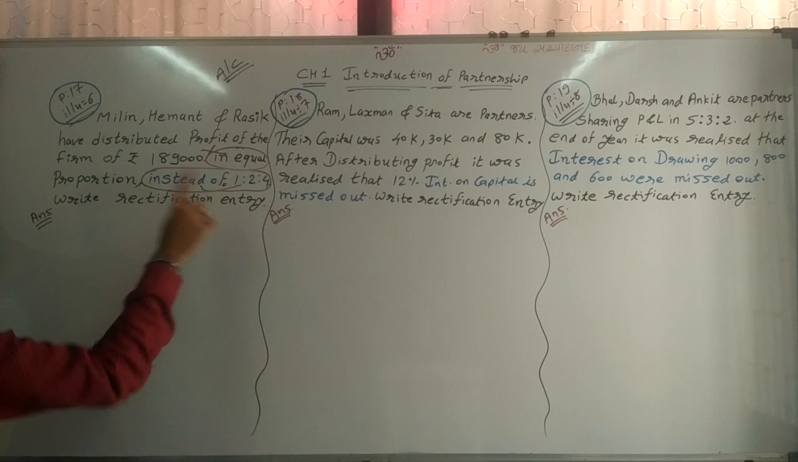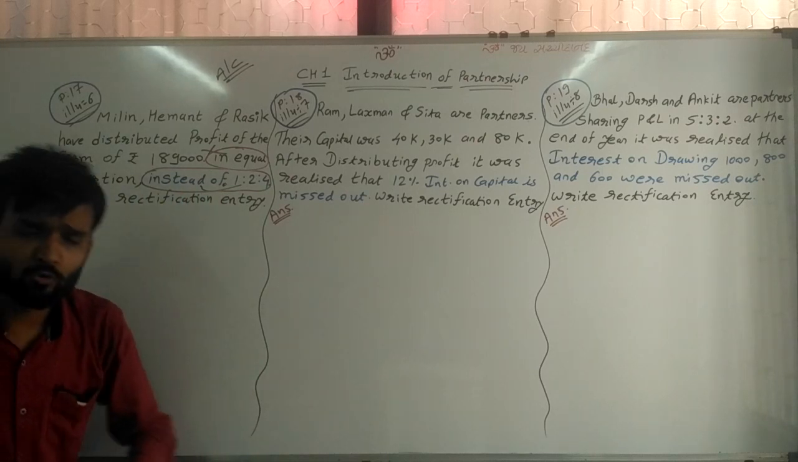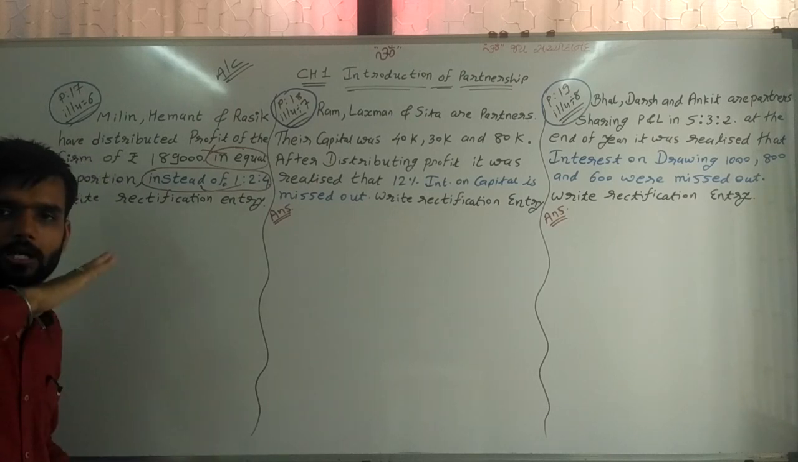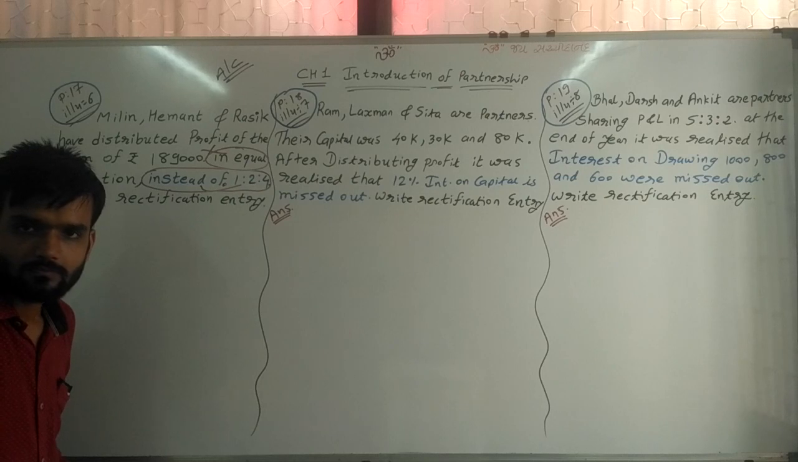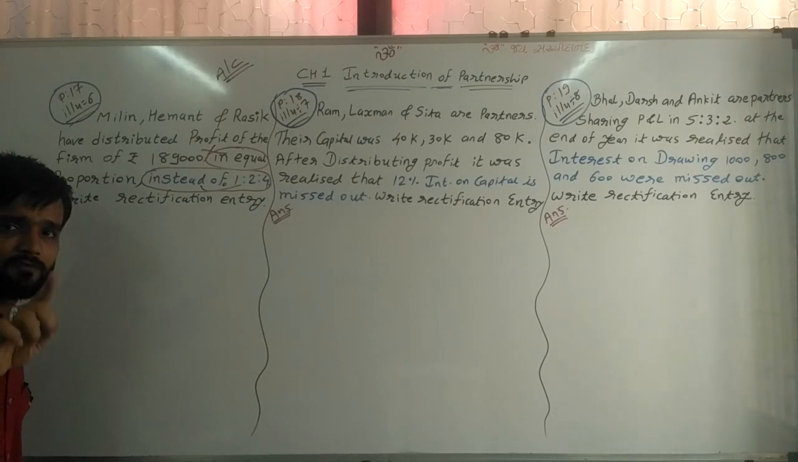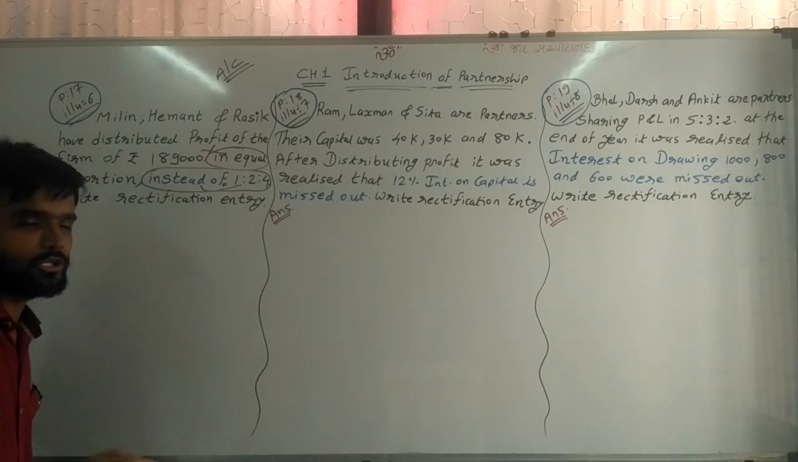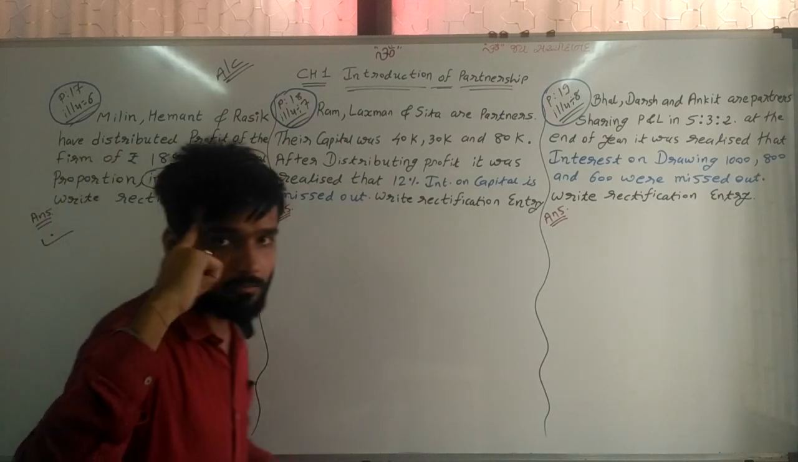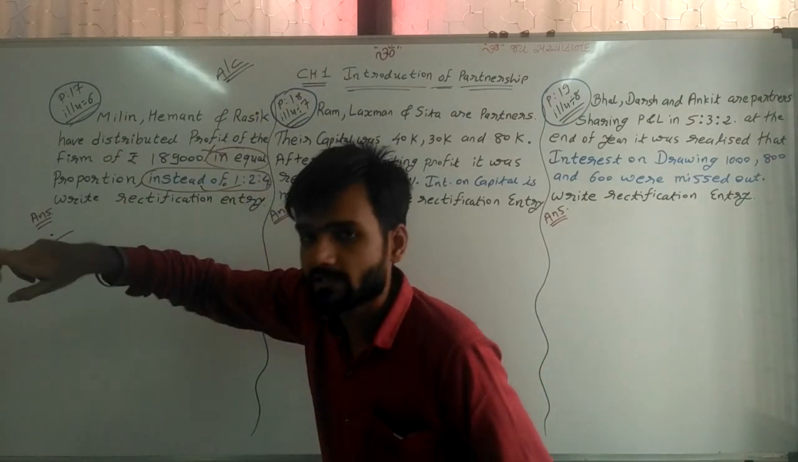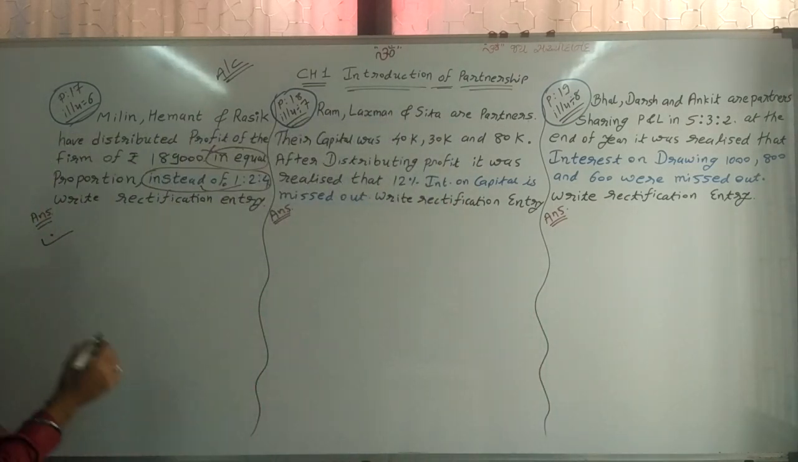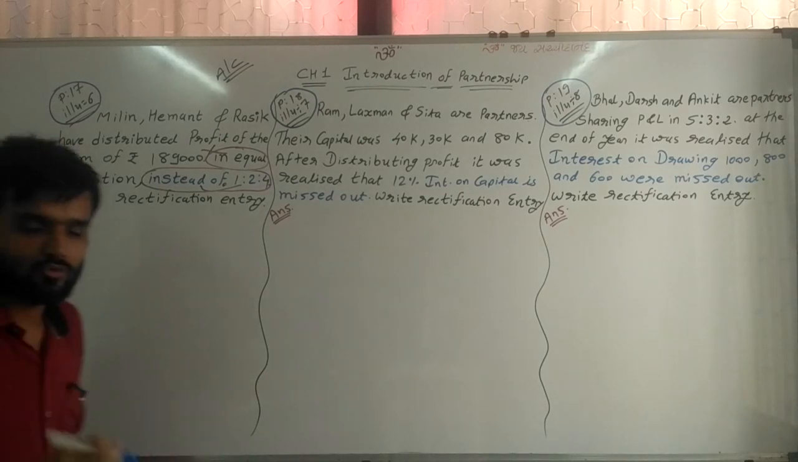Now write the rectification entry. How can we write it? Kamal sir's rule, only one rule applicable to all types of sums. First of all, we say correct and wrong. Then first distribute in correct ratio. Remember my rule again: first always distribute in correct ratio, and second always distribute in wrong ratio.